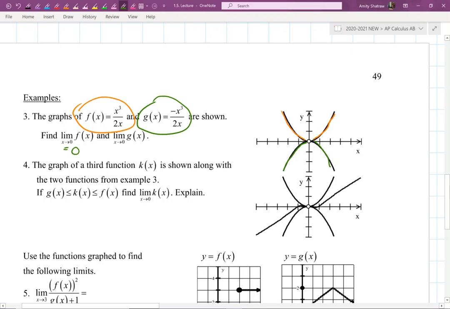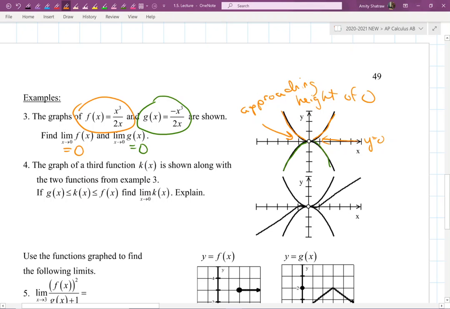This one equals 0. Sorry, I'm supposed to write them in the wrong colors. This one equals 0. And hey, that one also equals 0. I can see that they are approaching a height of 0. Right there. That's my height. This is the line y equals 0. Okay? So now let's take a look at number 4.